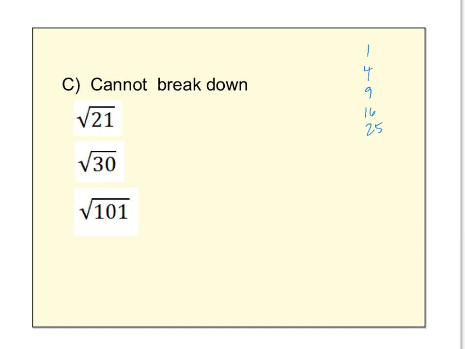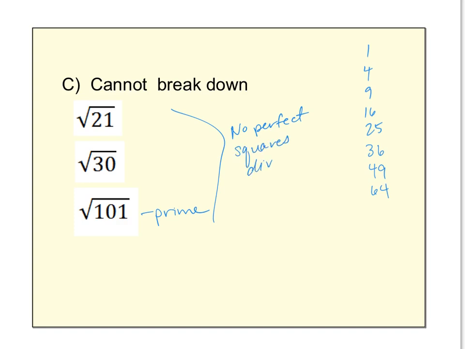Same with 30. None of these numbers divide nicely into 30. Same with 101. 101 is actually a prime number, and so none of these numbers divide into 101. And I could keep going and check more perfect squares, but none of them will divide into 101. And so these, just to make a little note, no perfect squares divide into these. So they can't be broken down.